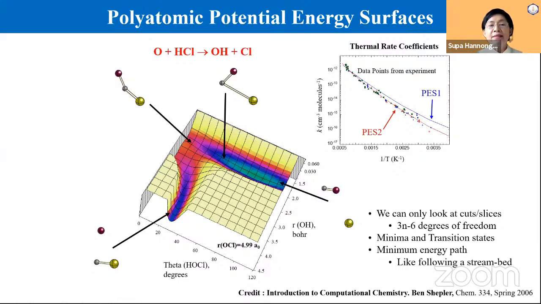You can see that there are two paths. When we plot the equilibrium constant against 1/T, we can compare the potential energy surface with the experiment. The black dot over here is the point from the experiment, and the proposed potential energy surface 1 and also potential energy surface 2 can be possible, right?